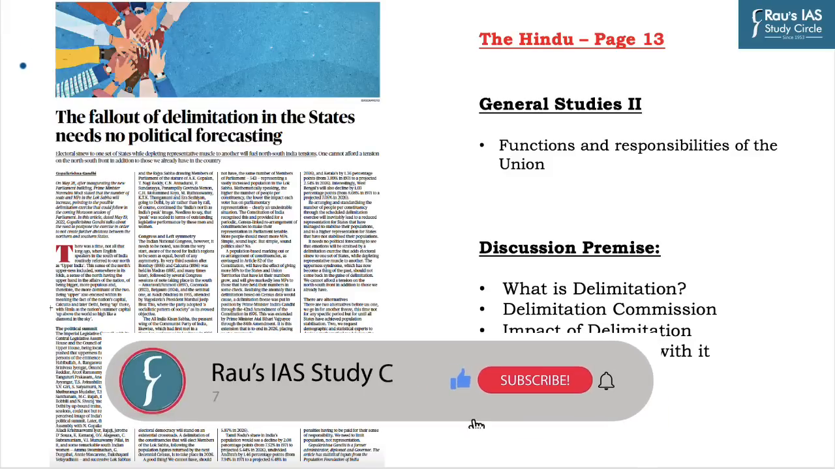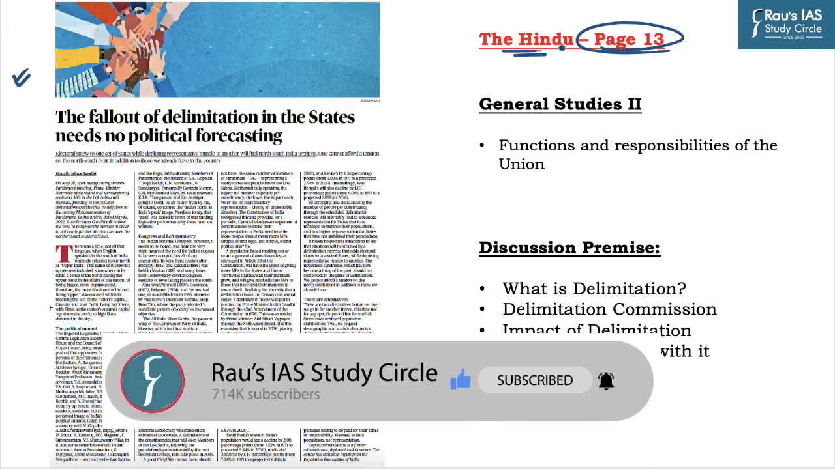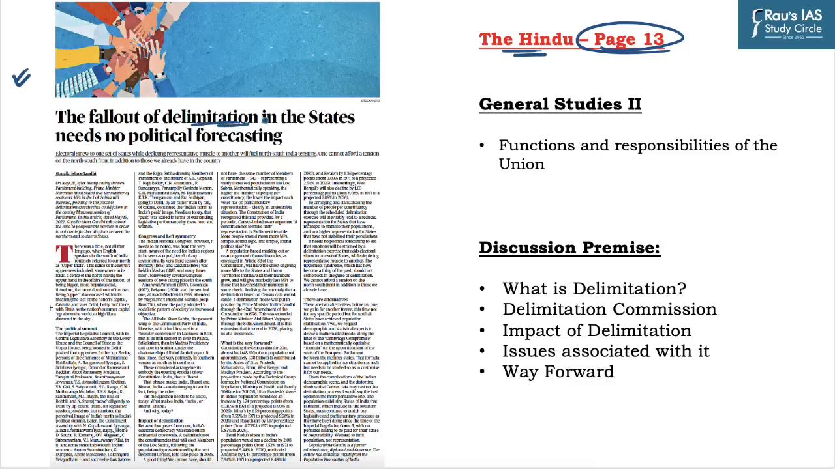The first article of today's discussion is based on this news, which featured at page number 13 in The Hindu. It basically talks about the delimitation exercise and an announcement made by the Prime Minister of India during the inauguration of the new Parliament building, which highlighted a plan to expand the representation in Lok Sabha by increasing the number of seats and members of Parliament. This topic is relevant under General Studies paper 2, in which functions and responsibilities of the Union are mentioned. Moreover, it is directly related to the election procedure in the country.